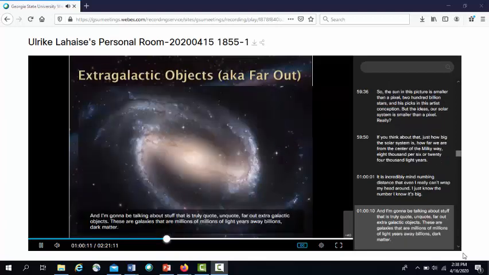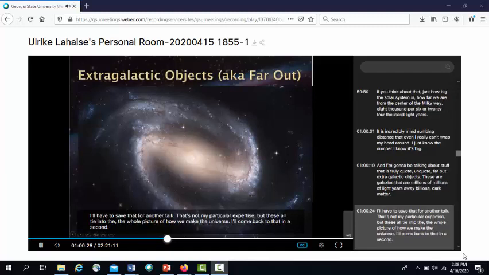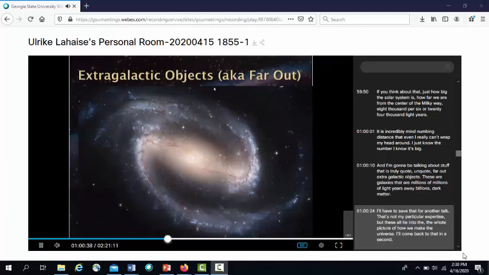And I'm going to be talking about stuff that is truly, quote-unquote, far out. Extragalactic objects. These are galaxies that are millions of parsecs, millions of light years away, billions. Dark matter, I'll have to save that for another talk, Mona. That's not my particular expertise. But these all tie into the whole picture of how we make the universe. I'll come back to that in a second.